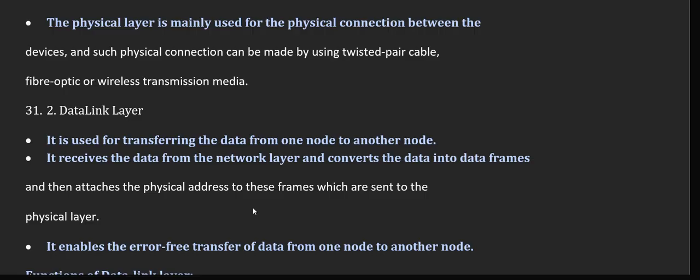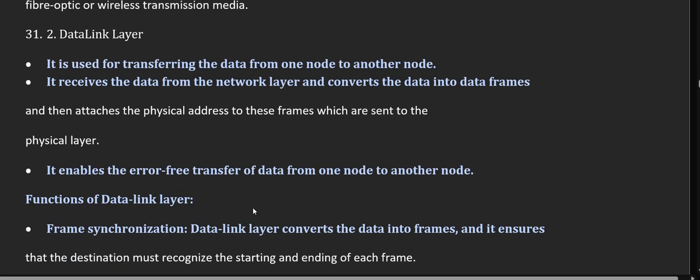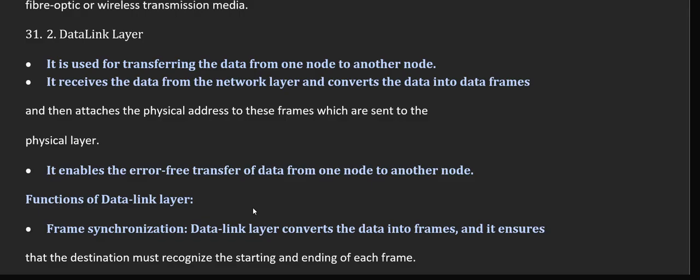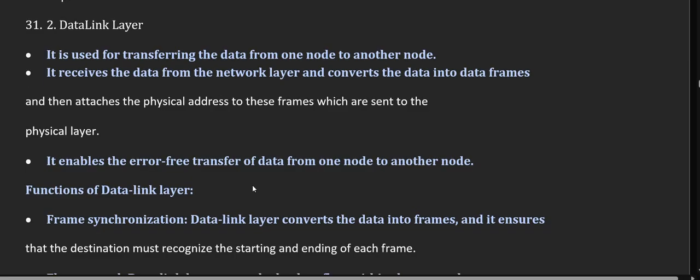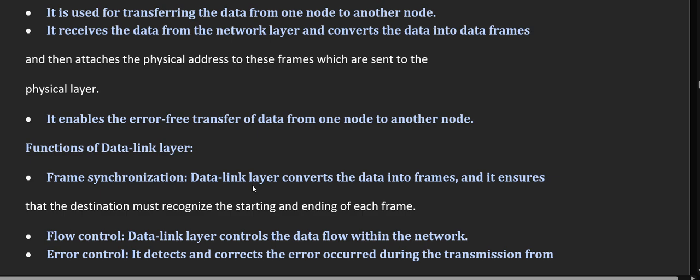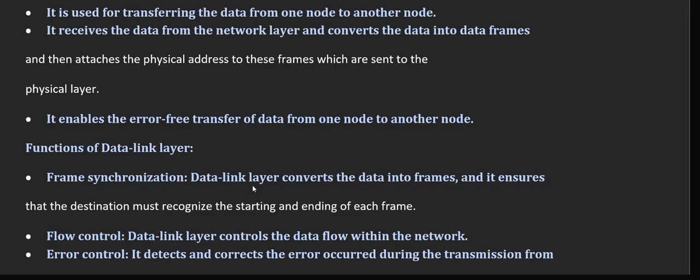It receives the data from the network layer and converts the data into data frames, and then attaches the physical address to these frames, which are sent to the physical layer. It enables the error-free transfer of data from one node to another node. The function of the data link layer is frame synchronization. The data link layer converts the data into frames and ensures that the destination recognizes the starting and ending of each frame.